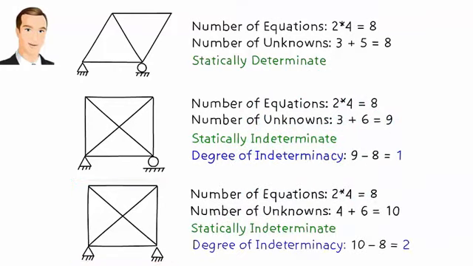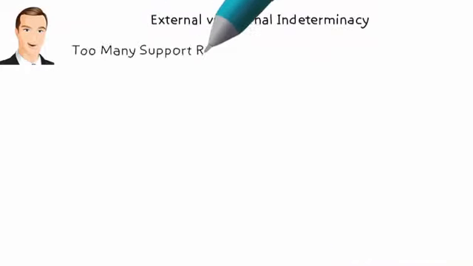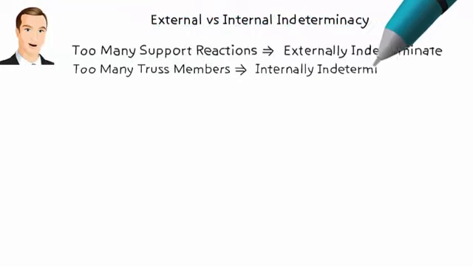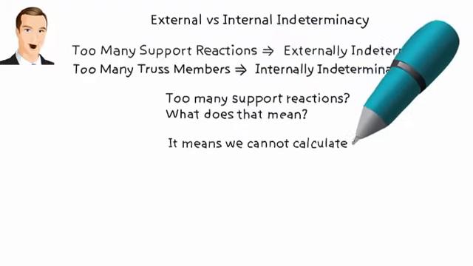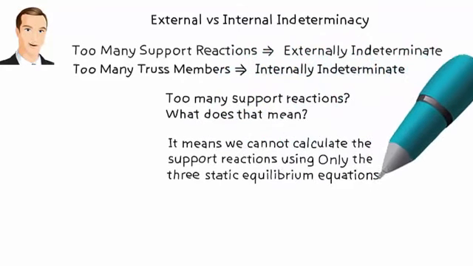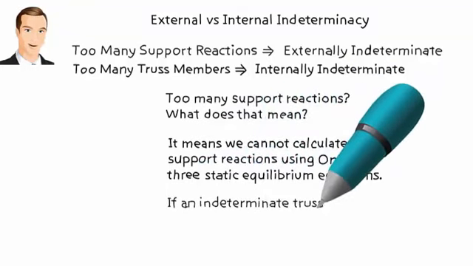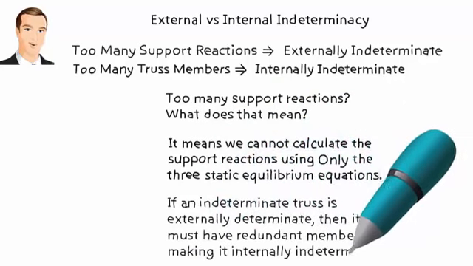Sometimes it may be useful to indicate if a truss is indeterminate externally or internally. If there are too many unknown support reactions, we call the truss externally indeterminate. If there are too many truss members, we call the truss internally indeterminate. What do I mean by too many support reactions or truss members? If we cannot determine all the support reactions using the 3 rigid body equilibrium equations, then the truss is said to be externally indeterminate. If the indeterminacy is not due to redundant support reactions, then it must be due to the presence of extra truss members. We refer to such a truss as internally indeterminate.